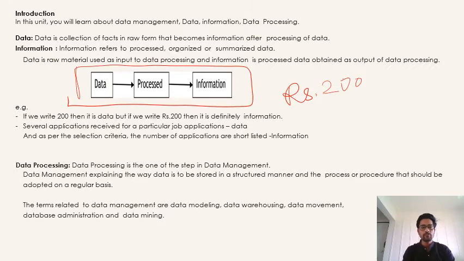Moving further, we will move to the data processing concept. Data processing is one of the steps in data management. Data management explains the way data is to be stored in a structured manner and the process or procedure that should be adopted on a regular basis. The terms related to data management are data modeling, data warehousing, data movement, data administration, and data mining. Data processing means how you are going to process. For that purpose, certain steps and methods are there, and we are going to learn those methods in this subject.